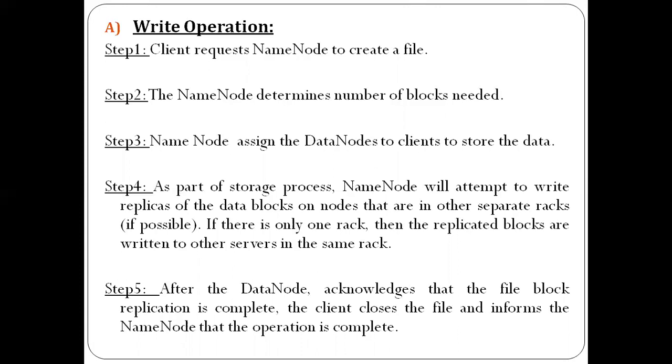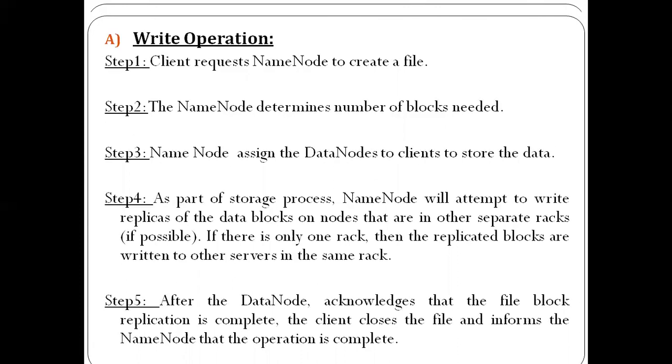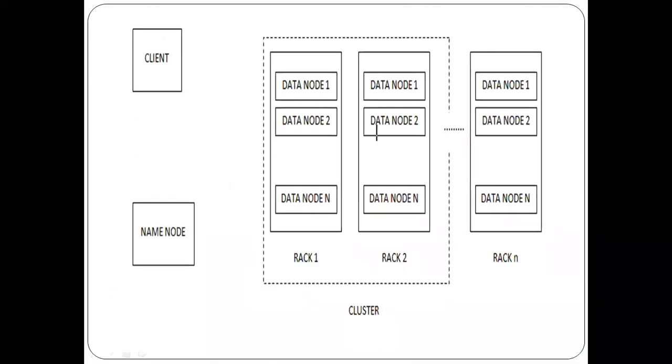We'll look at these steps in diagrammatic form. As I said, HDFS architecture has client, name node, data node. We'll discuss secondary name node later. First, I'll consider only these 3 components. First, I will tell you the difference between data node, rack, and cluster.